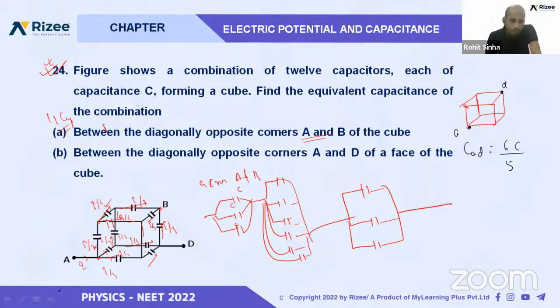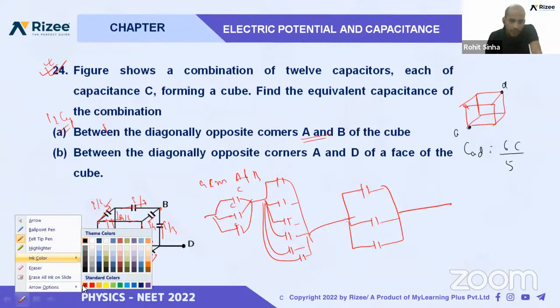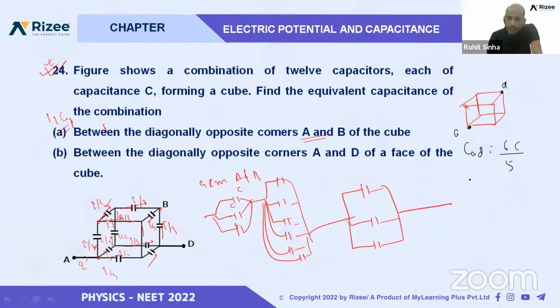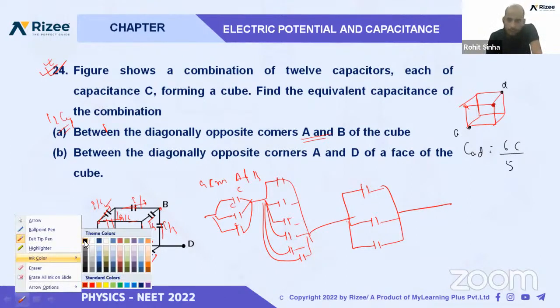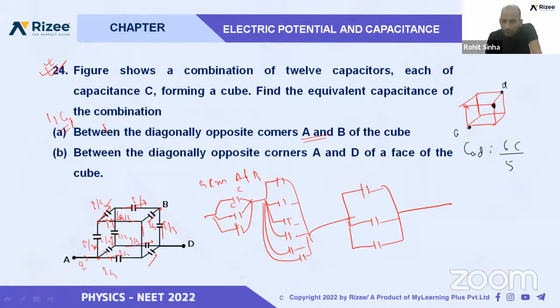Now, we take another point. Let me take A and assume here C. Let me change the color. A and this point is C, opposite but on the same face. Then the capacitance across A and C gives 4C by 3.